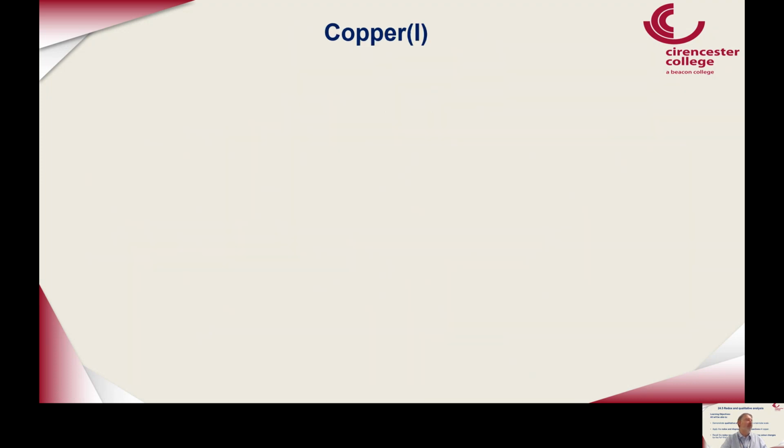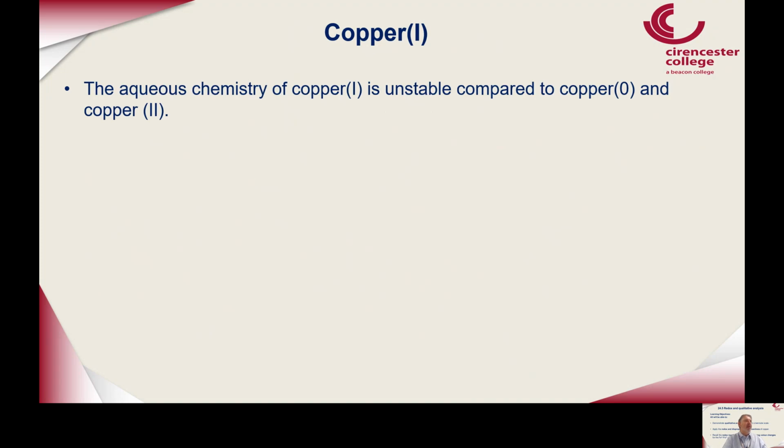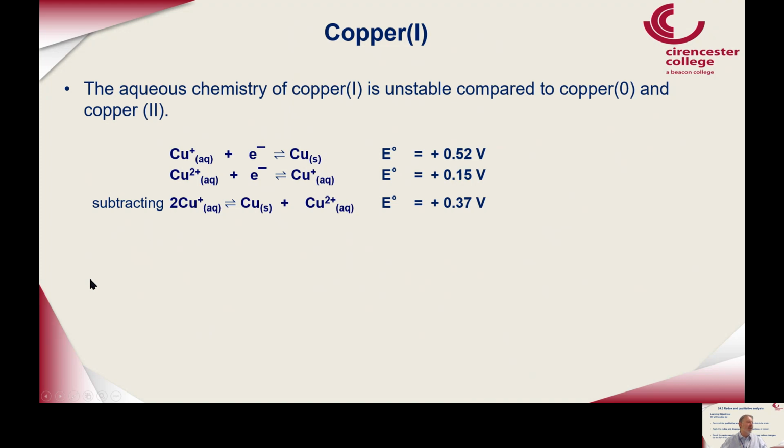Why does this happen? Let's have a look at the systems involved. Copper 1 is unstable, whereas copper 0, i.e. copper solid, and copper 2 are more stable. And you can see that from these electrode potentials here. Copper 2+ can become copper plus here, but copper plus can become copper solid fairly easily with the potential there. You can put the two together and work out their electrode potentials by combining them. You end up that copper plus can become copper solid and copper 2+.